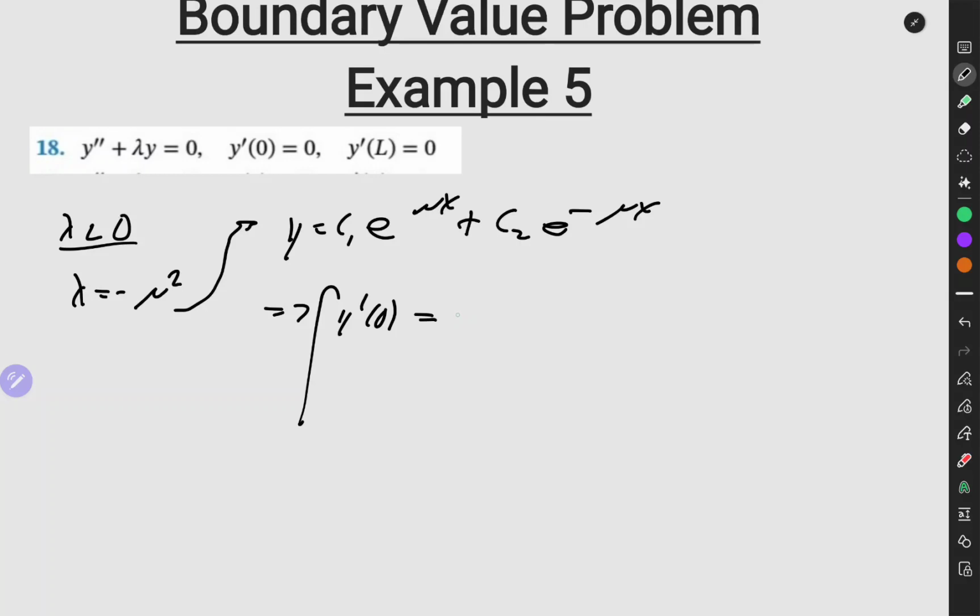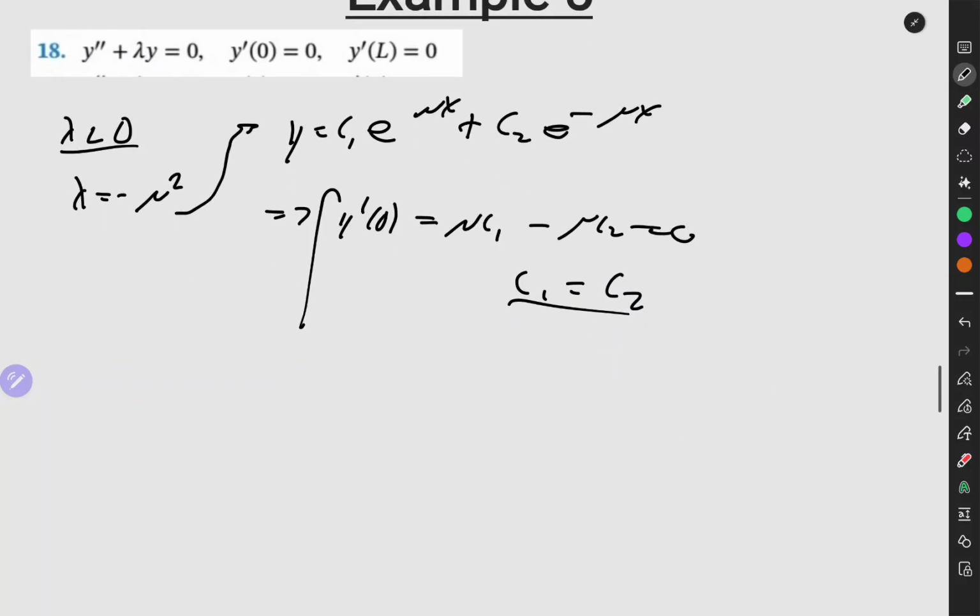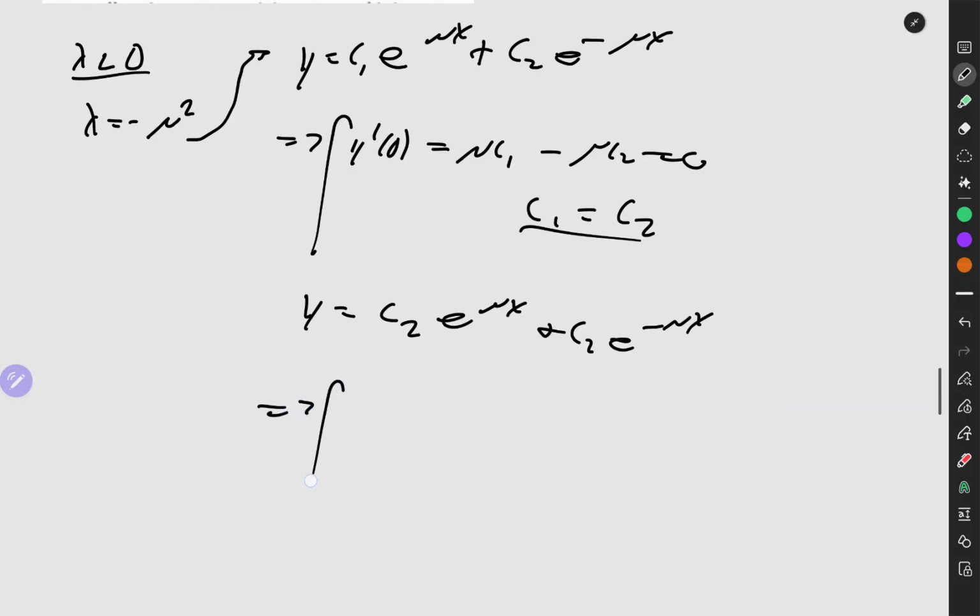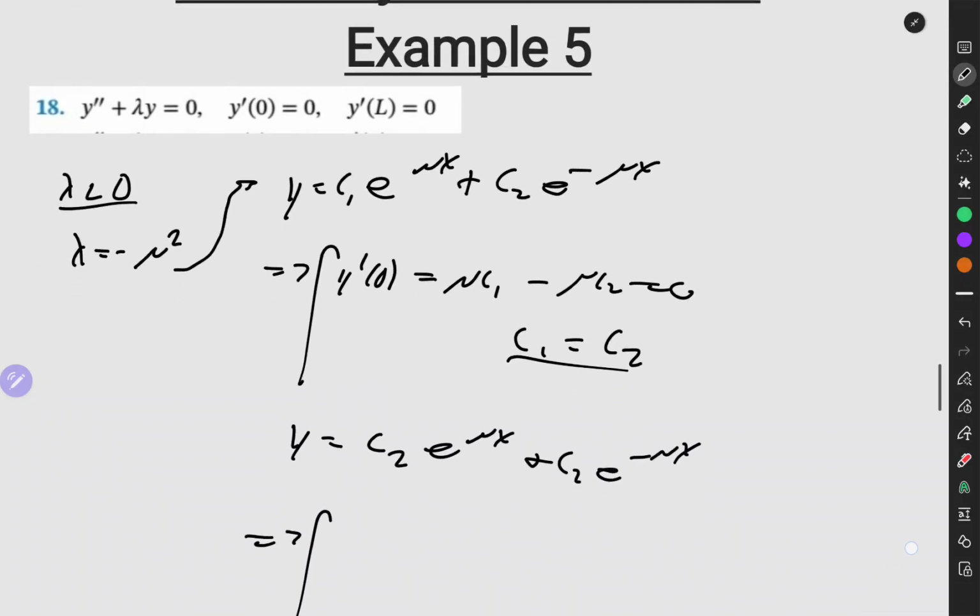This would be C1 plus, actually minus. Yeah, just like the last three. Same thing happened. Okay, C2e to the bam plus C2. Next one.